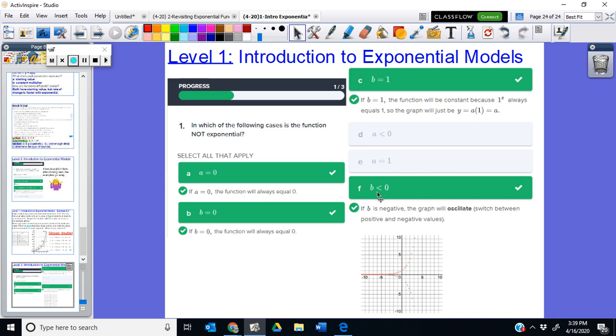And then lastly, if b was negative, the graph would switch between positive and negative values. Kind of hard to see. I'm going to highlight it. But one would go up and another part of it would go down. So it would definitely not be an exponential function.